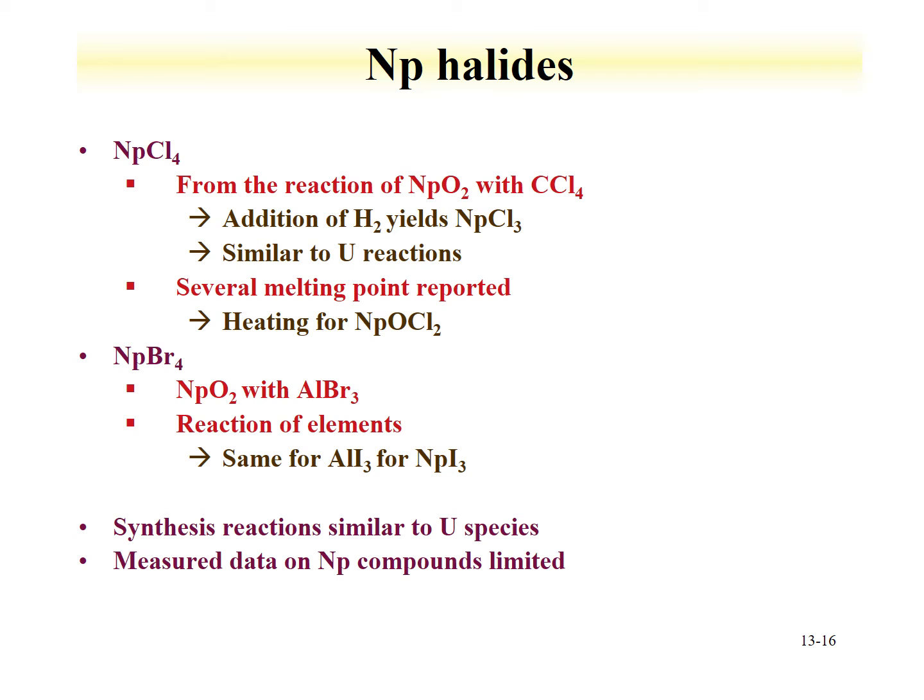And if you take the elements, neptunium and iodine, they can also form neptunium iodide. Same thing with neptunium and bromine. These reactions are all similar to the uranium species. However, the measured data on the neptunium compounds is much more limited than the uranium homologs.